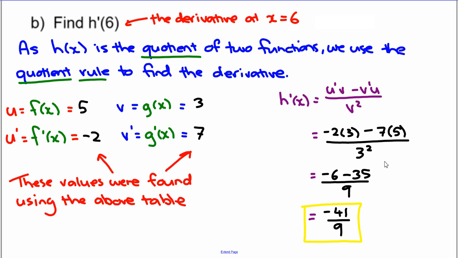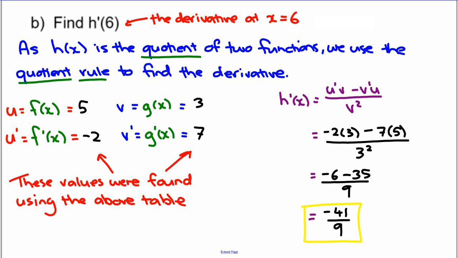So we've got -2 times 3 is -6. Subtract 7 times 5 is 35. Divided by 3 squared is 9. What's minus 6 take away 35? It's negative 41 over 9, and that doesn't simplify. So the derivative of h of x at x equals 6 is negative 41 over 9. So the gradient at x equals 6 of this function h of x is negative, so it's decreasing.